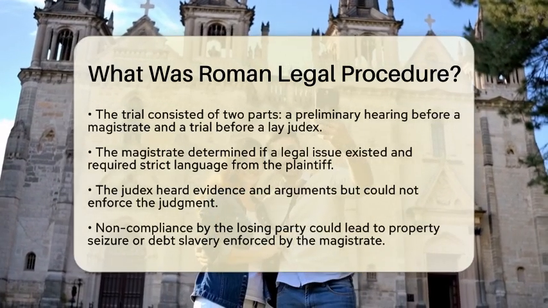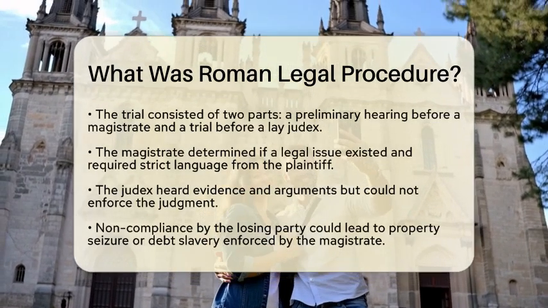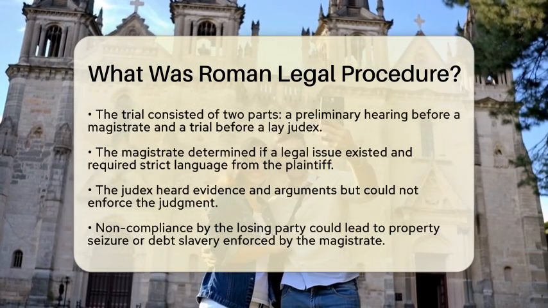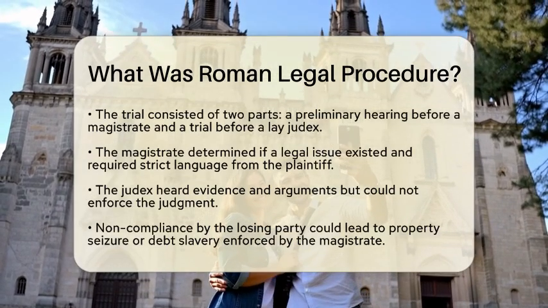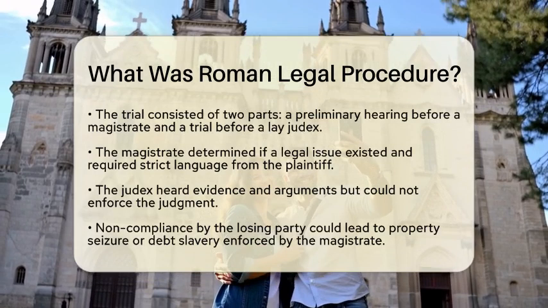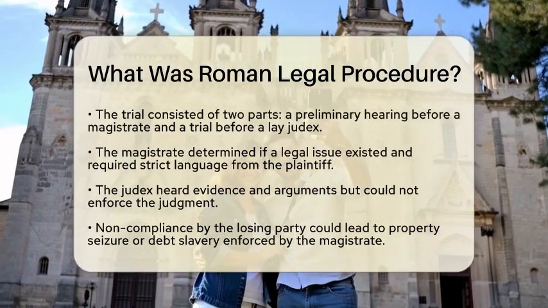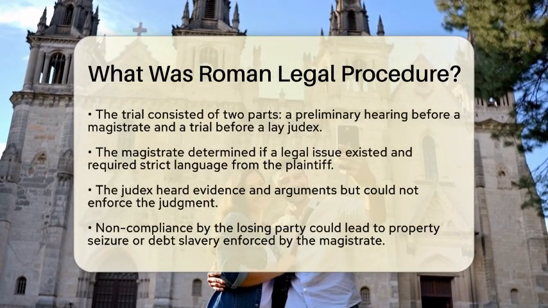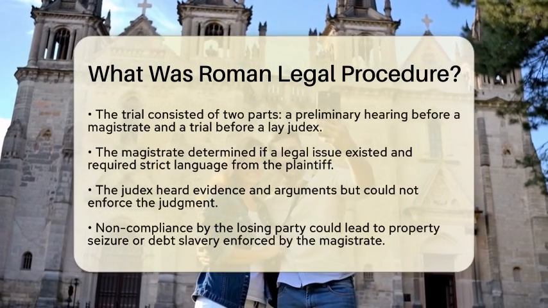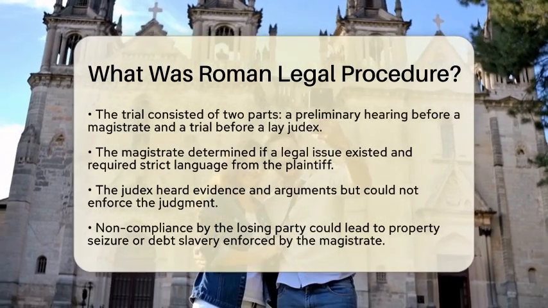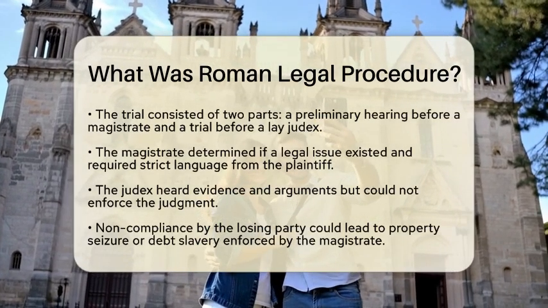Next came the Formulary System, which took place from the 2nd century before the Common Era to the 3rd century of the Common Era. This system replaced the rigid Legis Actiones with more flexible written formulas issued by a magistrate known as the praetor. The magistrate framed the legal issue in a formula that instructed the judex on how to decide based on the facts presented. This allowed for more adaptability in the law and procedure.